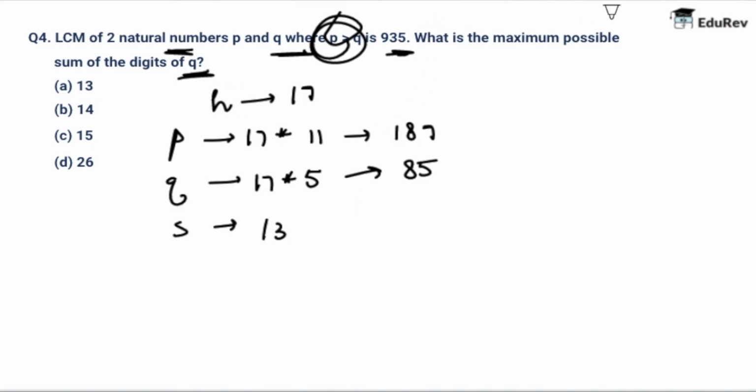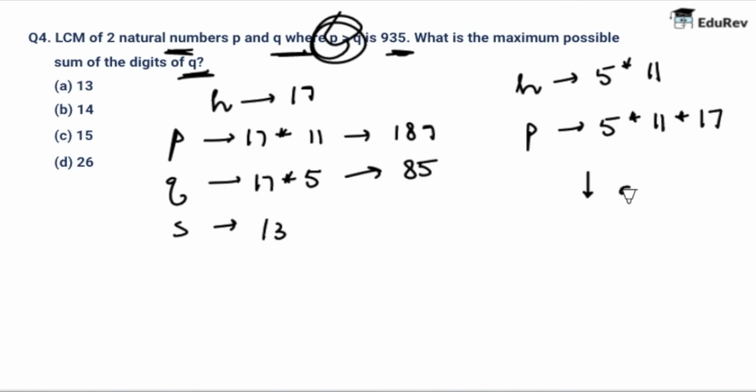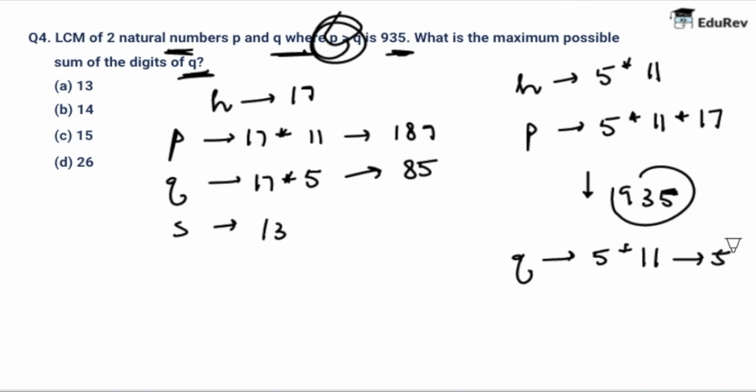Now the HCF can be a combination of 17, 11 and 5, correct? So if I combine the HCF, then h is 5 times 11. So p is going to be 5 into 11 into 17, so p is going to be 935. And q is going to be 5 times 11, that is 55. So the sum of digits of q is going to be 10.